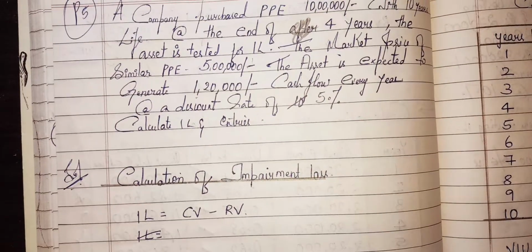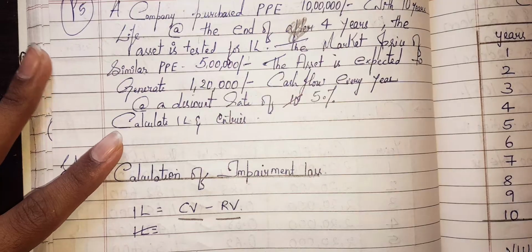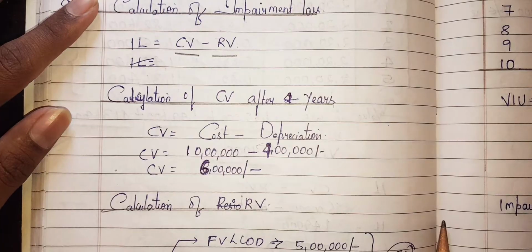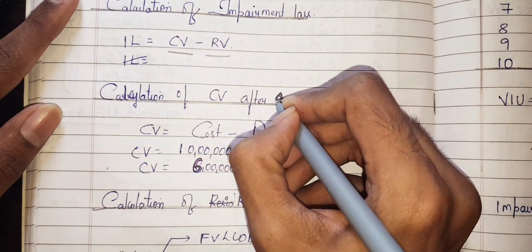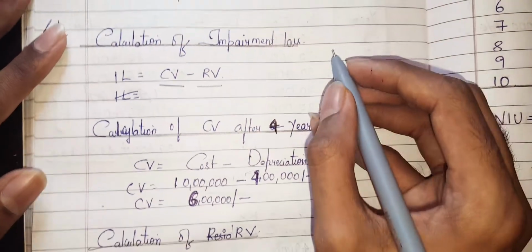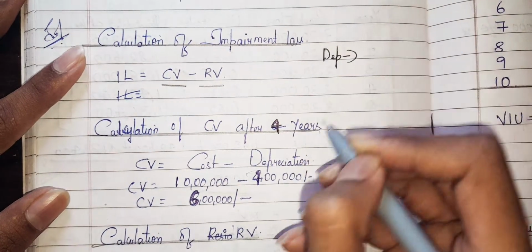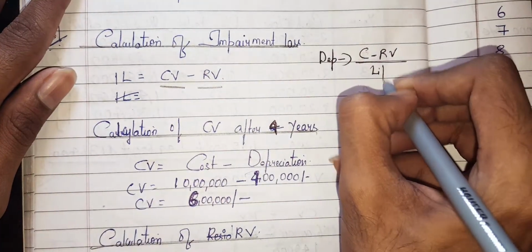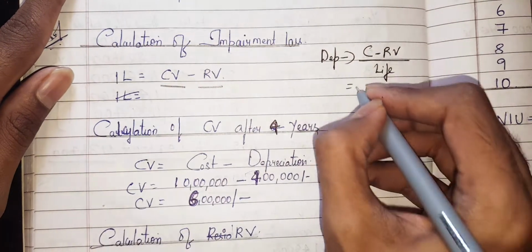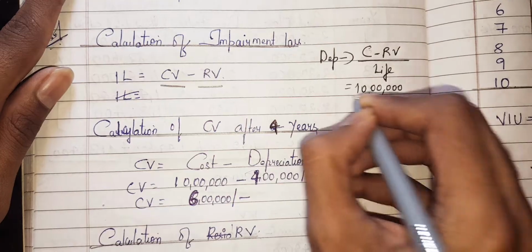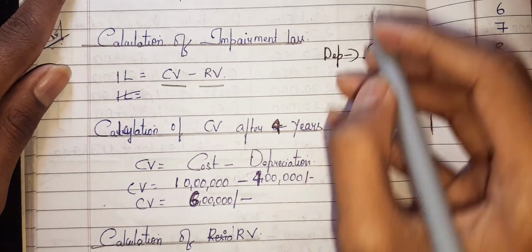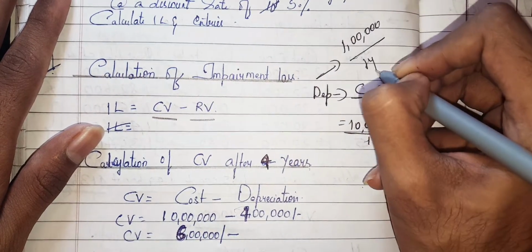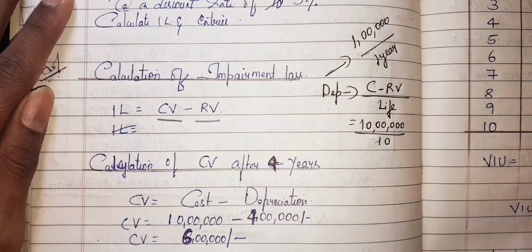First, the formula to find out impairment loss is carrying value minus recoverable value. For that, we need to find out the carrying value. Because we are testing the asset after 4 years, we have to first find out the depreciation. To find out depreciation, we take cost minus residual value divided by life of the asset. The cost of the asset is 10 lakh, there is no residual value, and the life of the asset is 10 years. So the depreciation will be 1 lakh rupees per year.